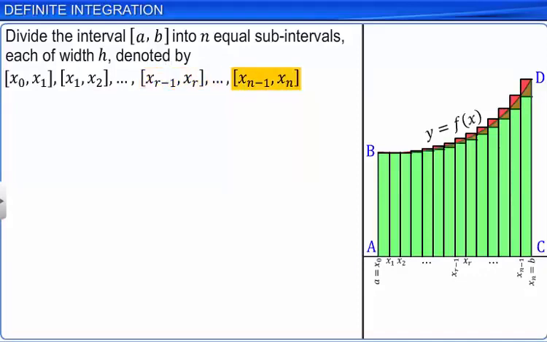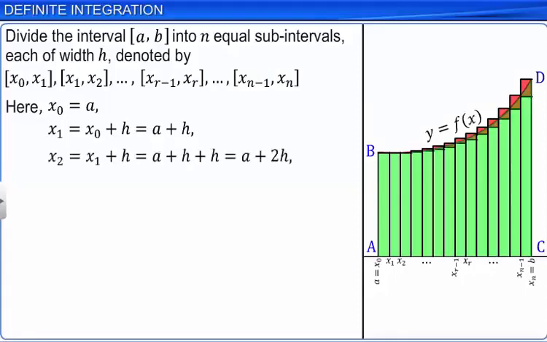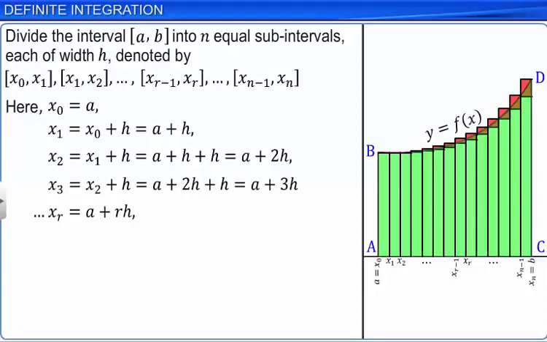Here x0 is equal to a, x1 is equal to a plus h, x2 is equal to a plus 2h, and so on till xr is equal to a plus rh, and xn is equal to b, which is equal to a plus nh. In other words, n is equal to b minus a divided by h.